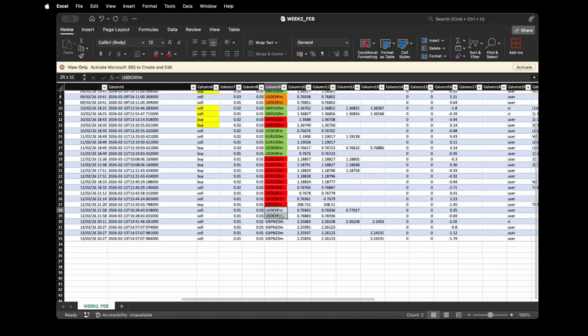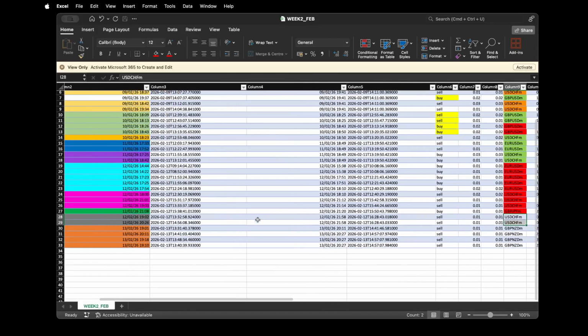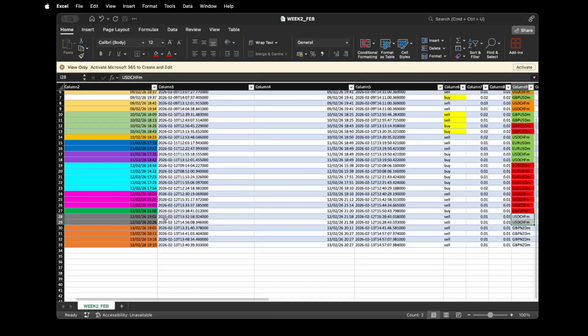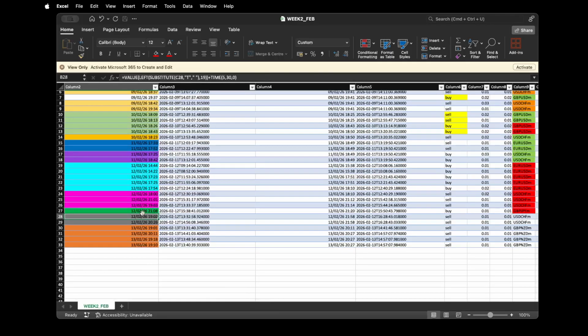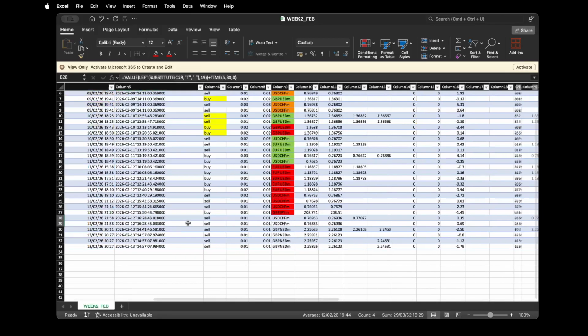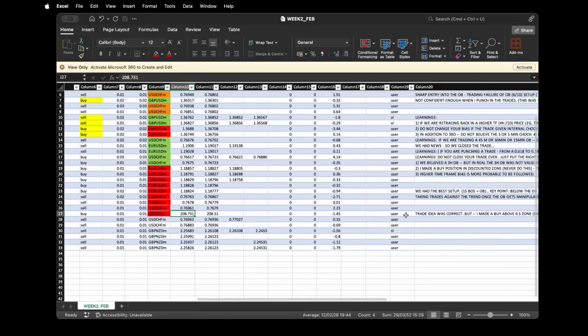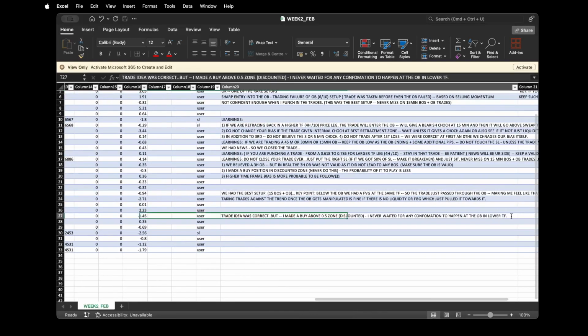Then USD CHF and GBP NZD. USD CHF I took on the 12th of February again. So after a loss, I am taking another trade. So this trade was also here. We also see a problem of overtrading.